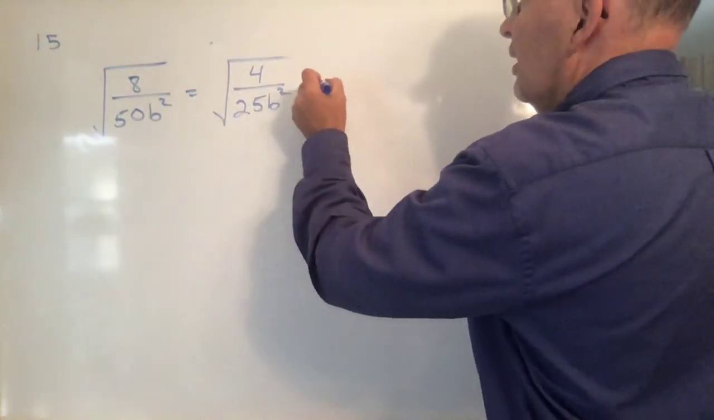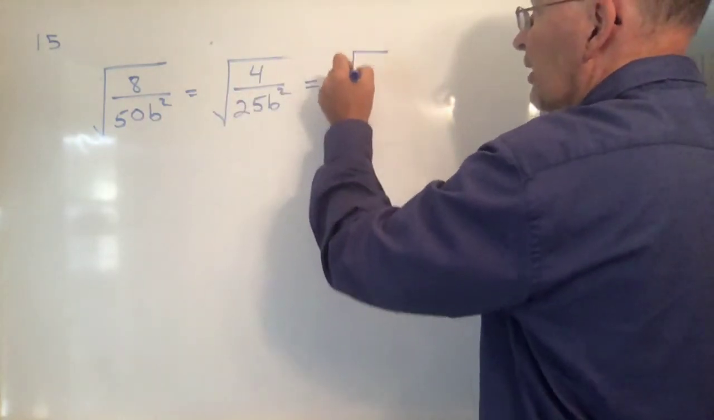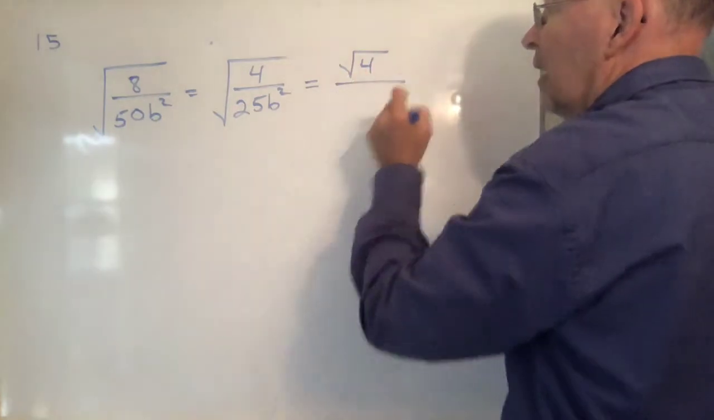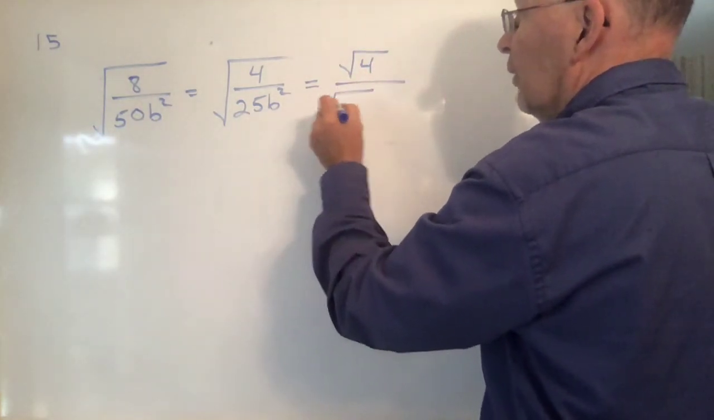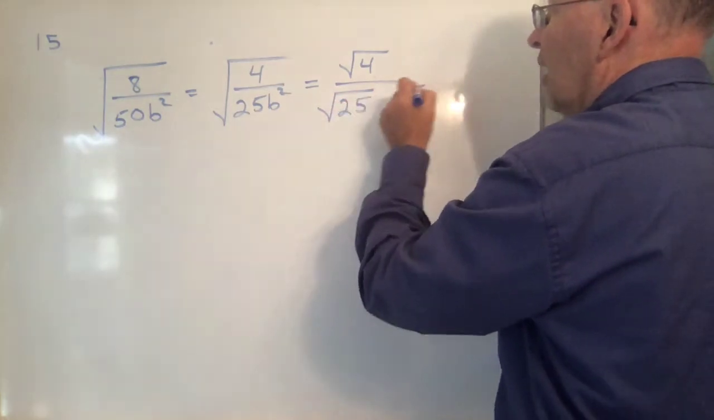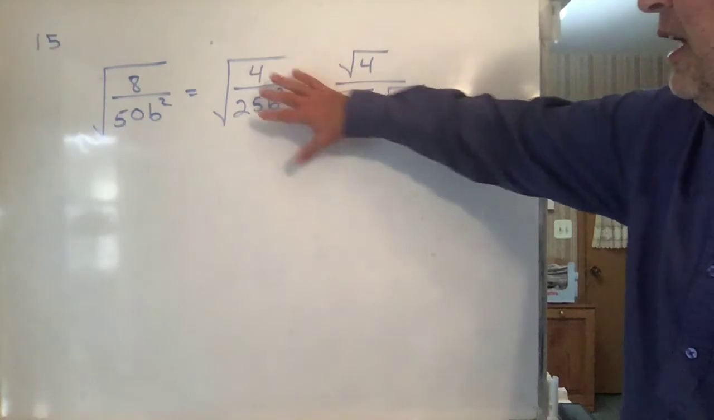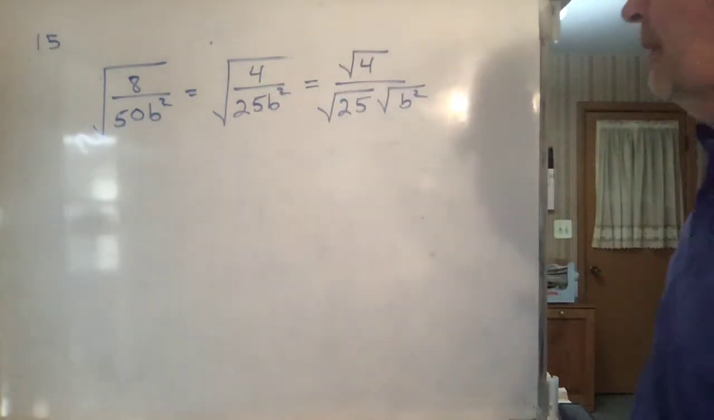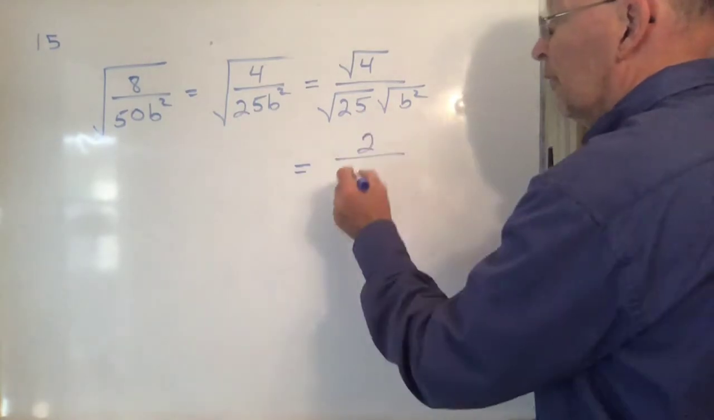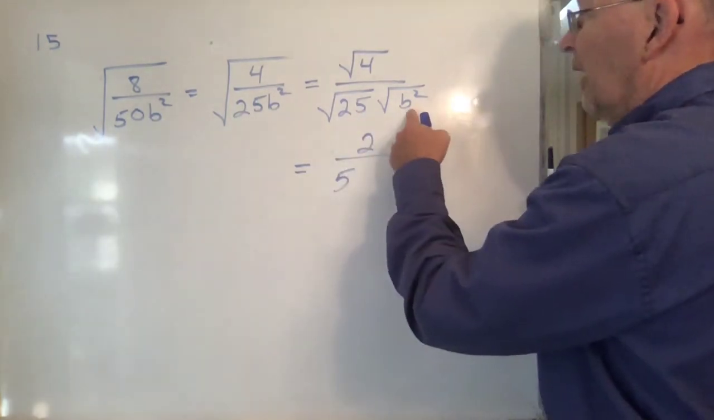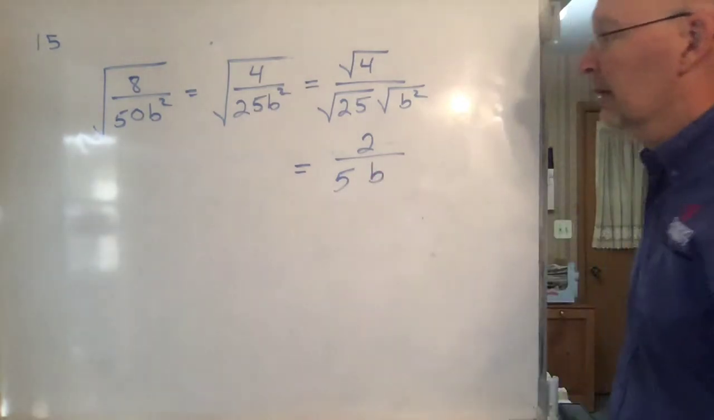And now, just like with multiplication, division is the same thing as multiplication. I can break it all up, and I can also break this one up. I can write that as 25 and the square root of b squared. As long as they're being multiplied and divided, I can break them all up. And now the square root of 4 is 2, the square root of 25 is 5, and the square root of b squared is just b.